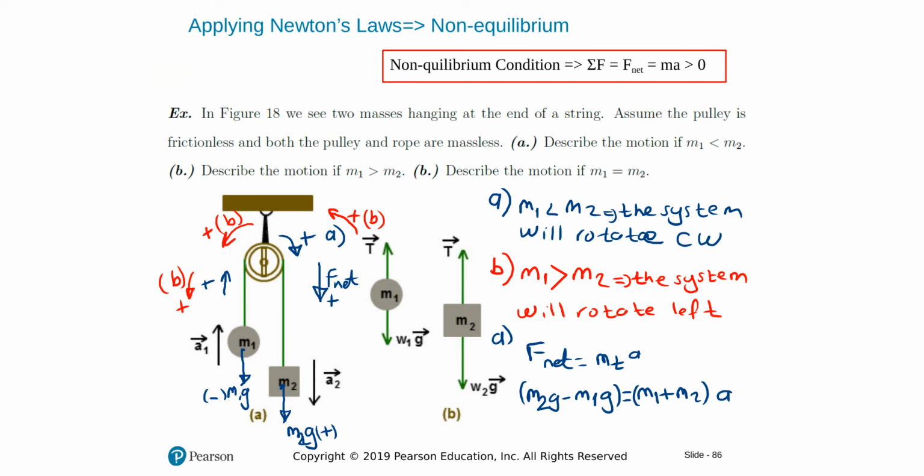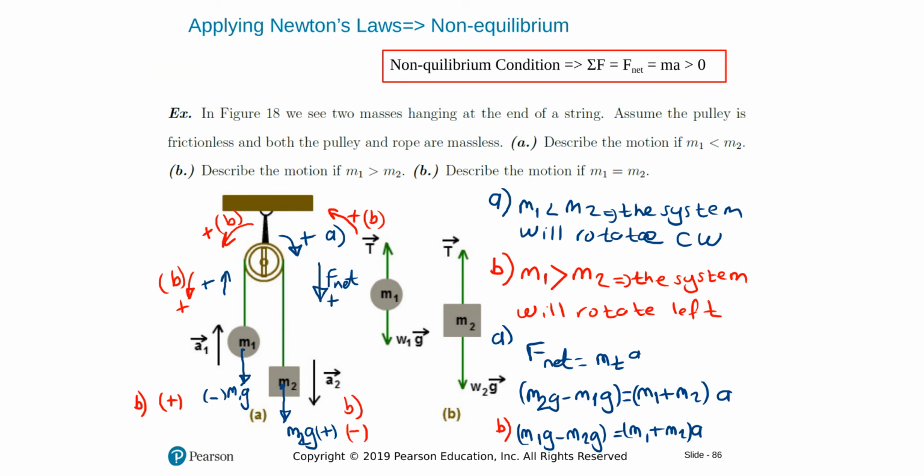For B, everything will be inversed, but the idea will be the same. Let me also write that down. So for B, this side will be positive, so M1G will be positive for B. Again, the red color is for part B. And M2G will be negative now. This will switch, and that's all. So we will have now M1G minus M2G equals M1 plus M2 times A, and we'll solve for A from there.